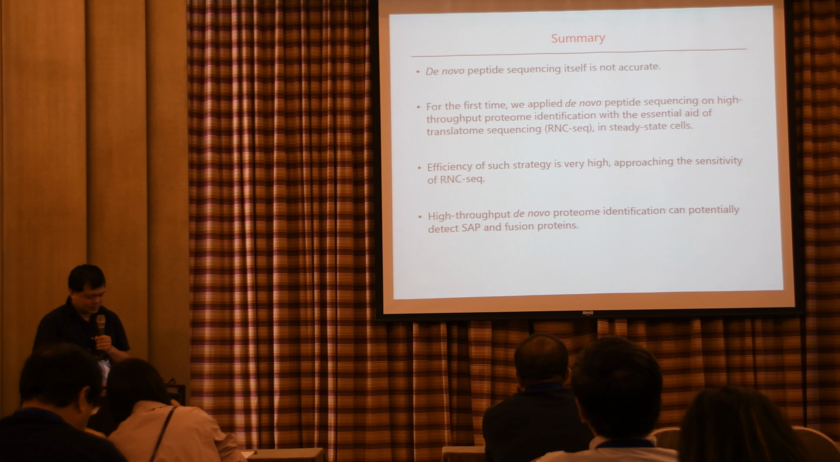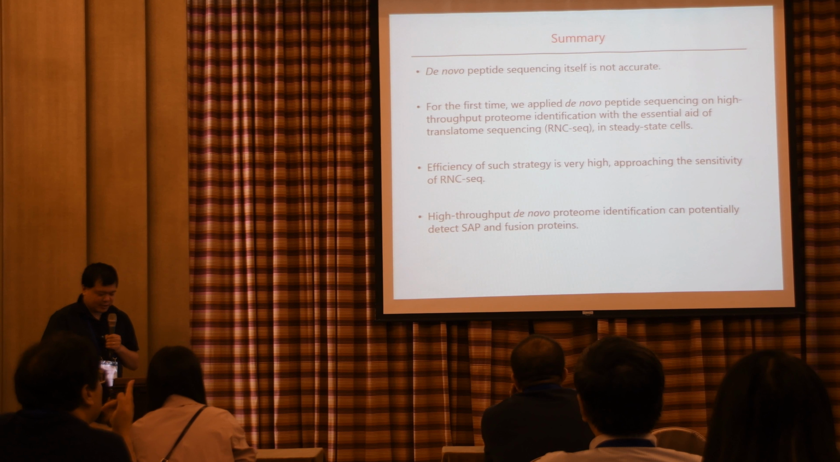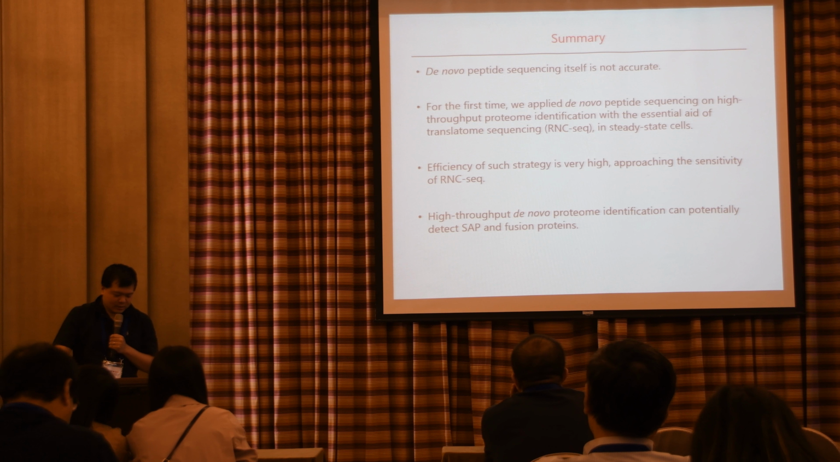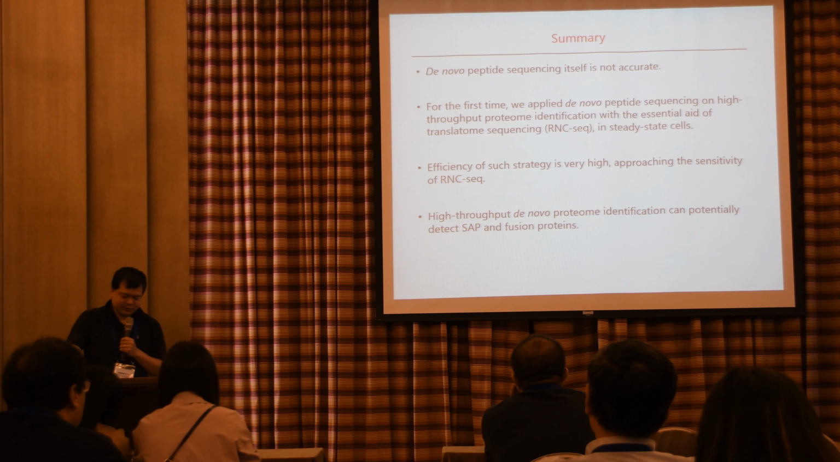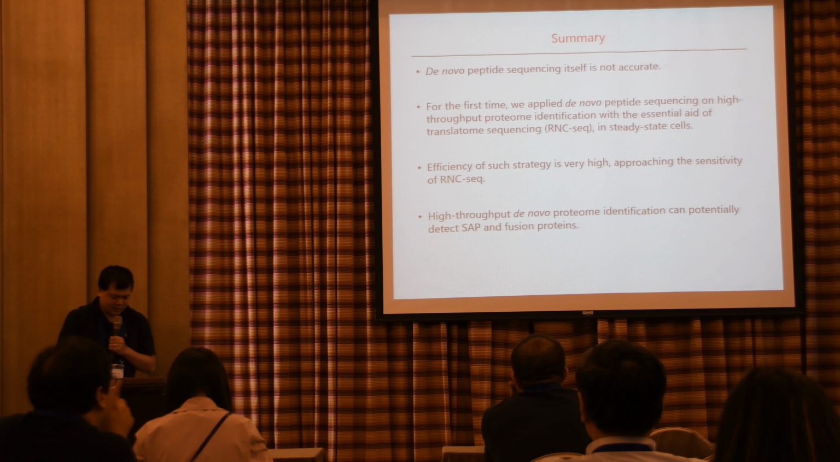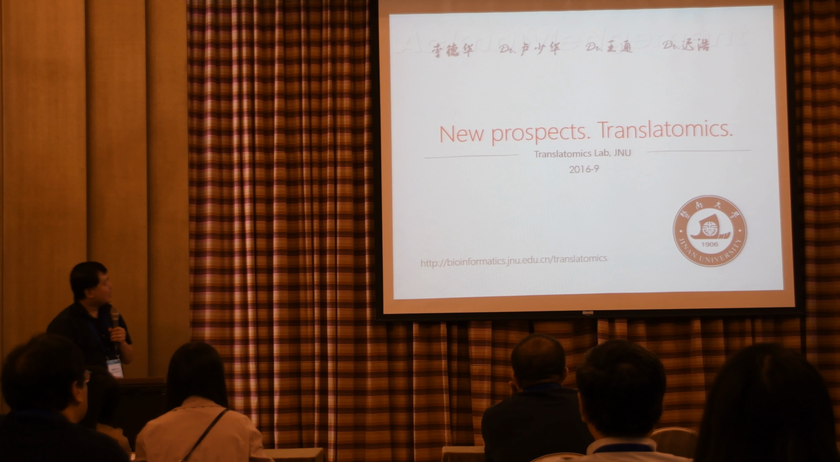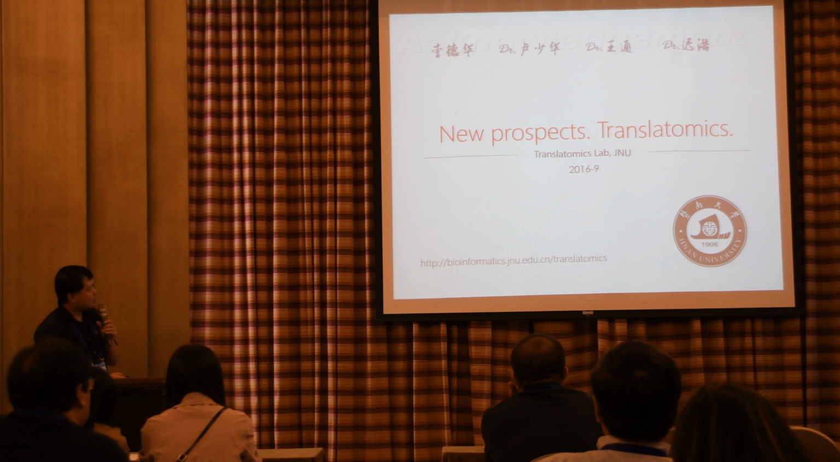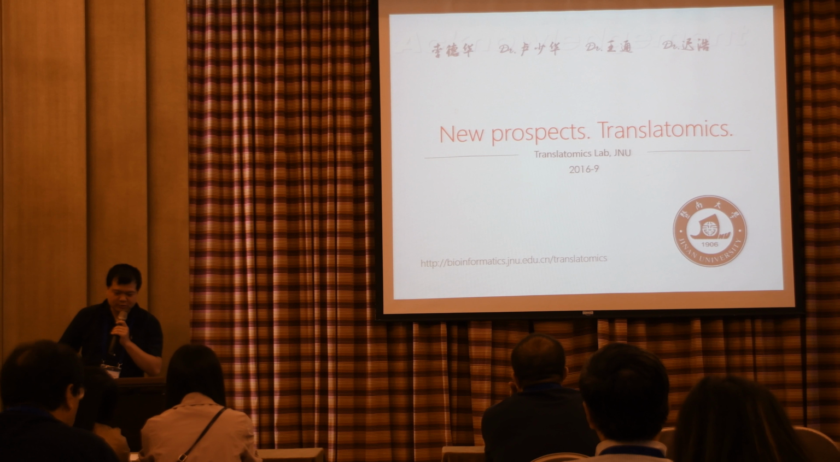So a summary: the de novo peptide sequencing itself is not accurate. Using the RNC-seq, we can apply de novo peptide sequencing to high-throughput proteome identification. And this strategy is very efficient, approaching the sensitivity of RNC-seq, and this kind of high-throughput de novo proteome identification can potentially detect SAP and fusion protein directly. Okay, so I will stop here. I thank my students and the collaborators, Dr. Gong and Dr. Hao Qi, for their assistance, and thank you for your attention.